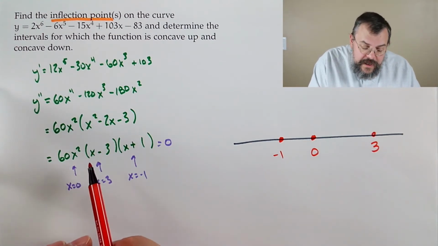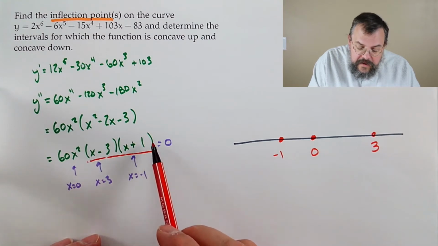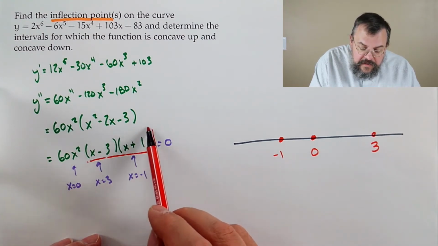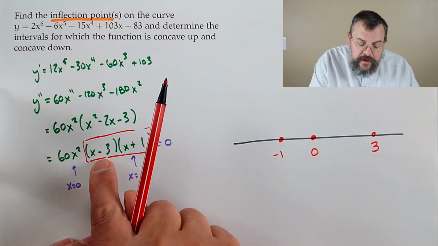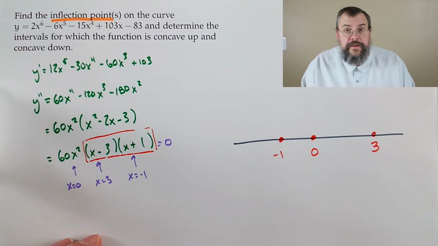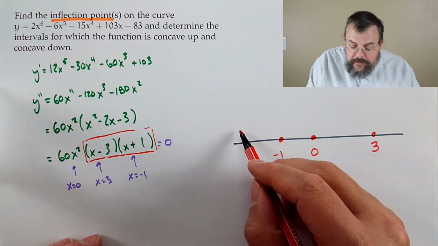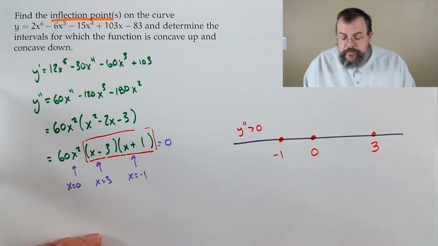So really, the 60 is already positive. It's this piece on the end that's going to determine the behavior. So, we're going to plug in -2. -2 minus 3, negative. -2 plus 1, negative. A negative times a negative means that our second derivative is going to be positive.